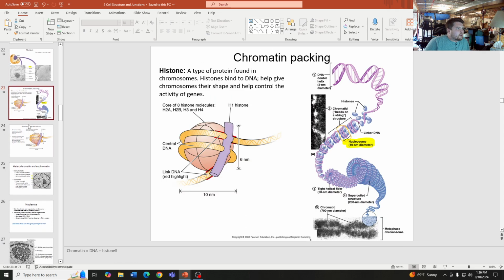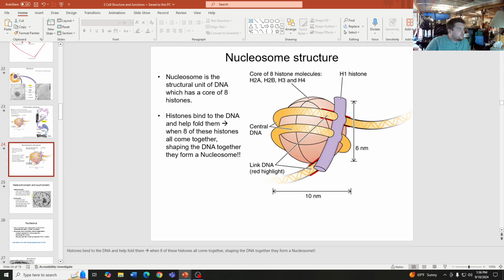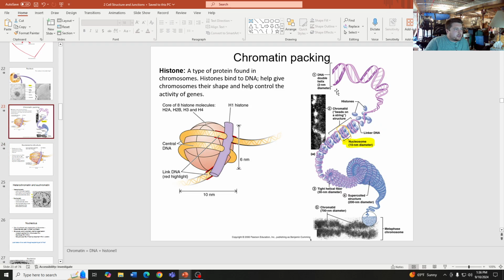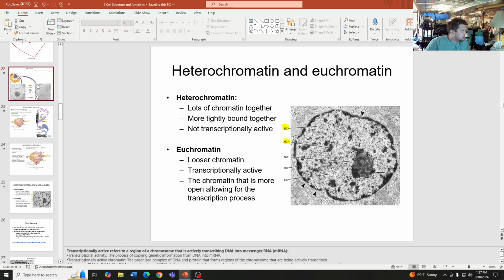Now here's actually getting into more of that chromatin packing. There's that histone, which is a type of protein found in the chromosomes. It binds to DNA and gives chromosomes their shape and controls the activity of genes. Talking about it a little bit deeper, the DNA gets linked with the histone, and you get this small structure called a nucleosome.